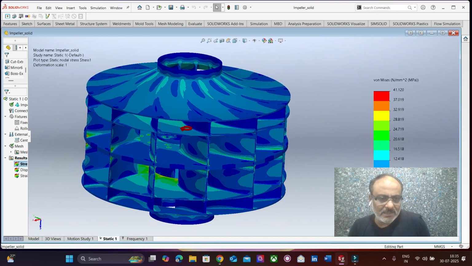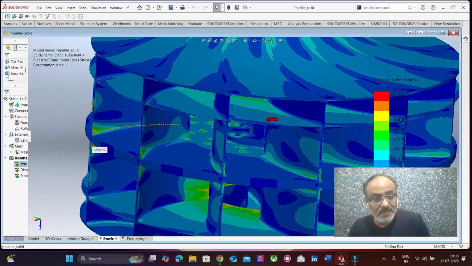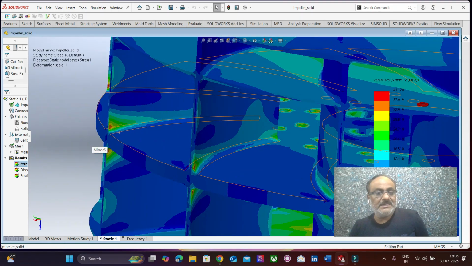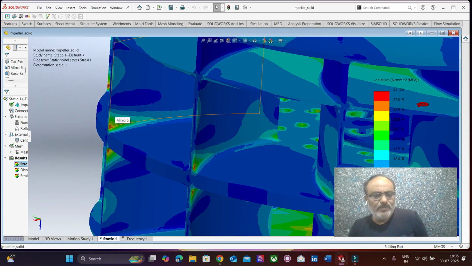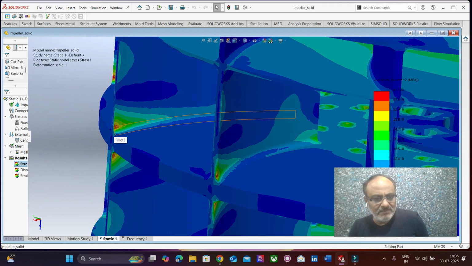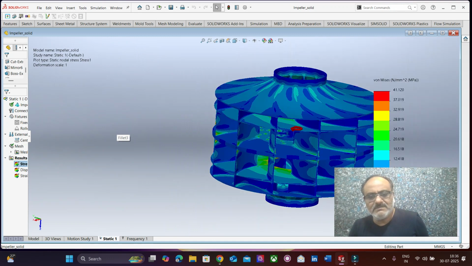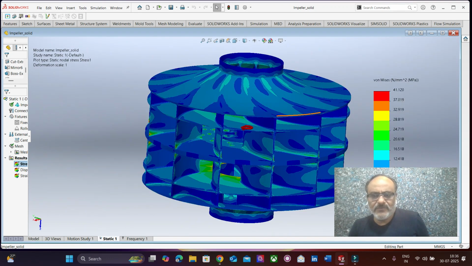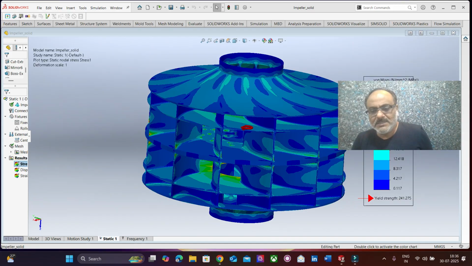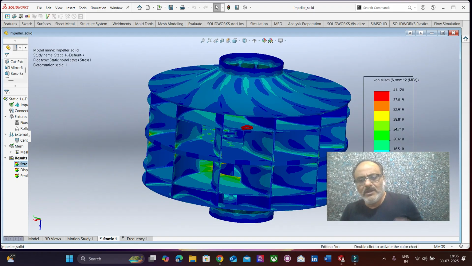So that they don't become the hotspots for our simulation. And then again, the region where the central disk is connected to the vertical blades, there again, because of localization, we find some red contours. So now we know that the overall stress value, which is the von Mises stress, is about 41 Newton per mm square, and the yield is about 241. Which means we have a higher amount of factor of safety left. So that indirectly or directly means that the structure can be further optimized.